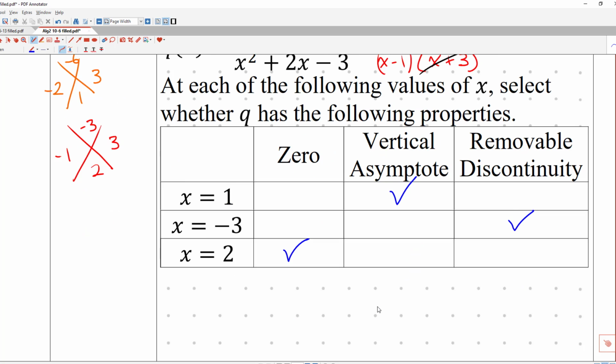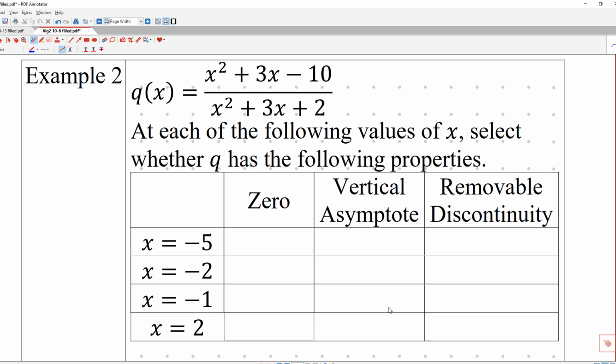Let's do another example. Example number 2. So same type of thing. We're going to ninja star this. Let's ninja star the top. So it's going to be 3 and -10. What times what is 10? 1 and 10. No, 2 and 5. That might work. So 2 times 5. Yep, the negative for the 2. And this is going to be x minus 2 times the quantity of x plus 5.